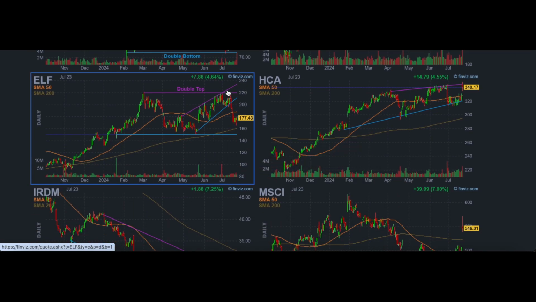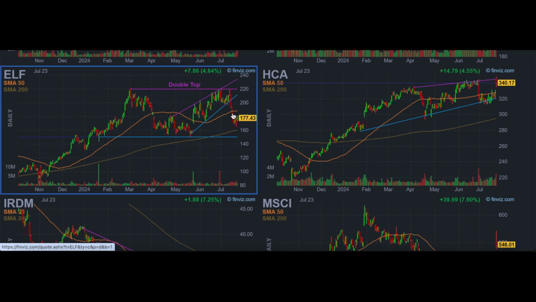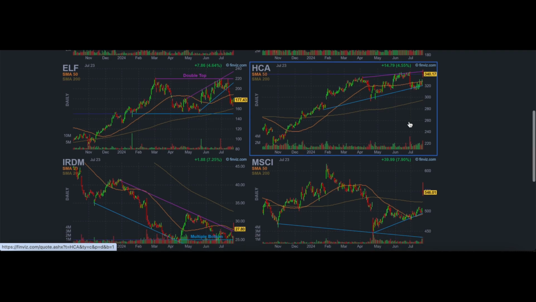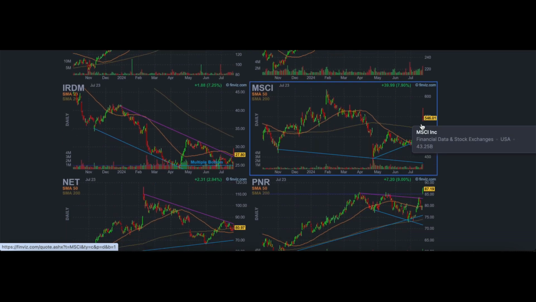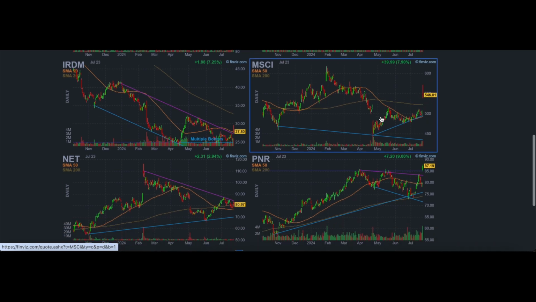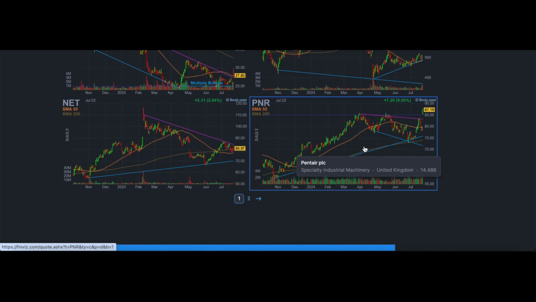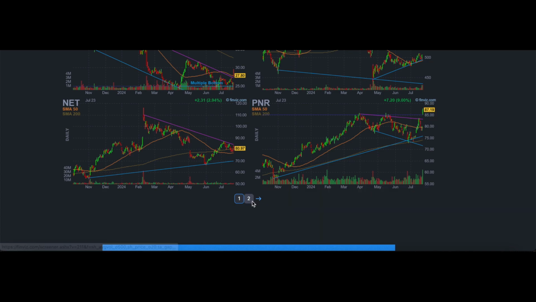ELF currently looks like a bear flag here, so this one I would want to avoid. HCA, I think this one looks a little choppy again, but looks decent. This one looks okay. It's trying to gap up here, or it did gap up here, it made a big move, but this one also looks choppy again. That is in a very clear downtrend. PNR, this one looks good. It's breaking its downtrend, so that's a name I want to watch.